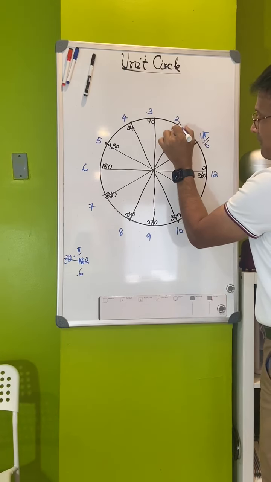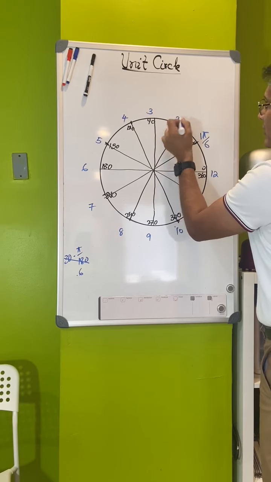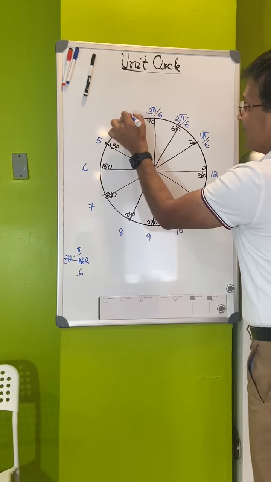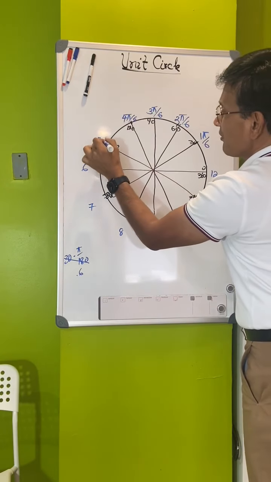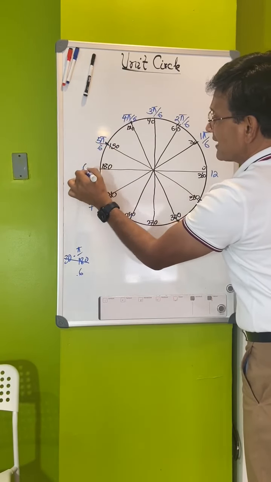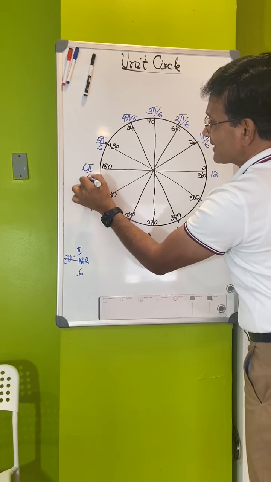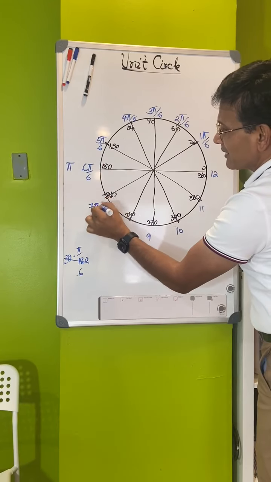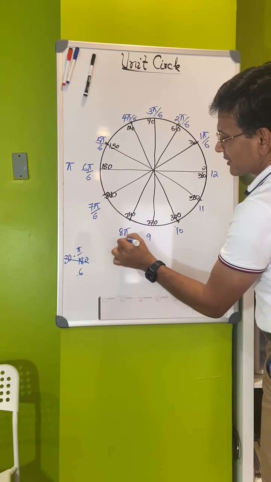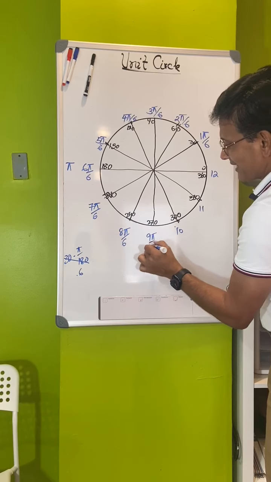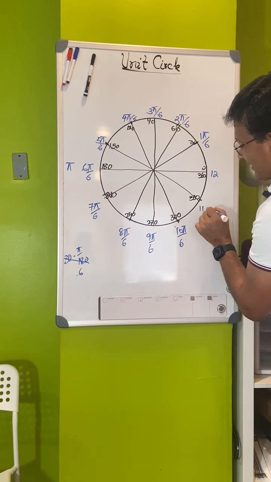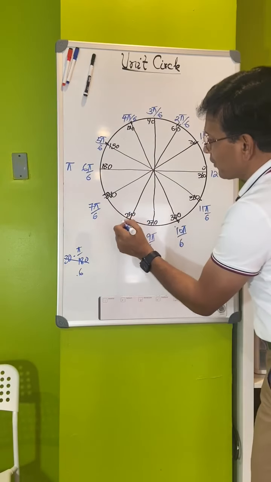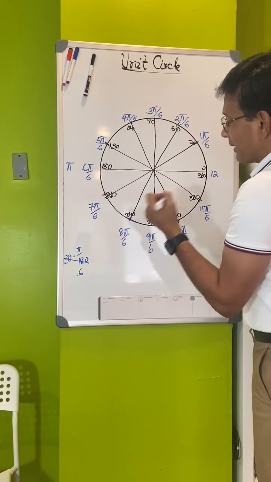60 has got to be 2 pi by 6 because it is double. So let's write here 2 pi by 6, 3 pi by 6. You got the idea, right? 4 pi by 6, 5 pi by 6, 6 pi by 6, which is the same as just pi. 7 pi by 6, 8 pi by 6, 9 pi by 6, and 11 pi by 6. So you don't have to remember what 240 is in radians. It is 8 pi by 6.